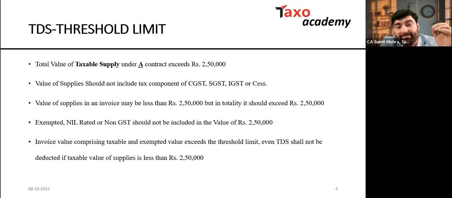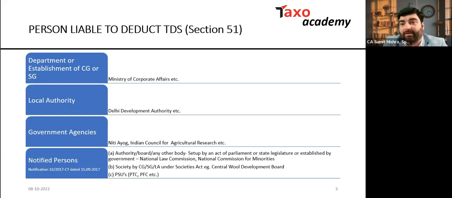So I think this is pretty clear to all of you. What we have to remember: taxable supply, single contract, value must exceed 2,50,000. That's the thing. And the recipient should be the person I have defined here. Apart from that, there will be no implication of TDS. Like if I'm a registered person who does not fall under any of these categories, I'm not supposed to do TDS.